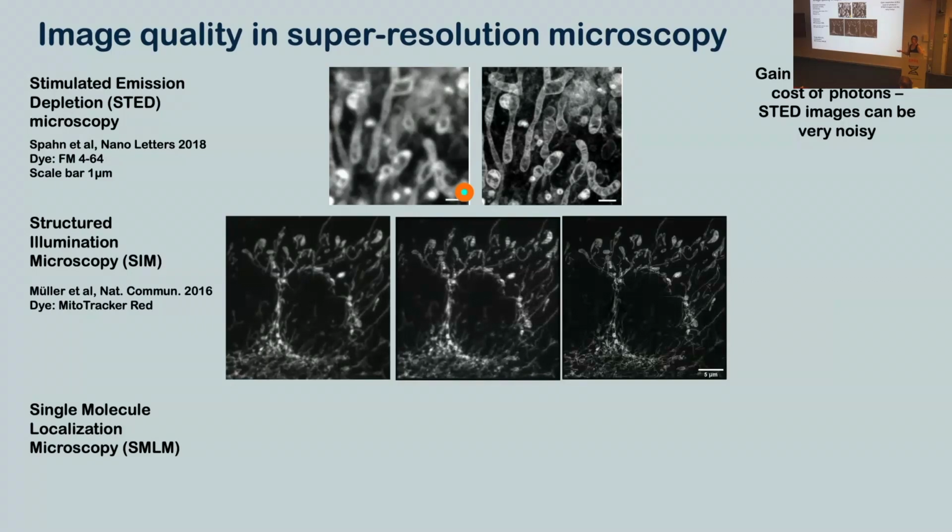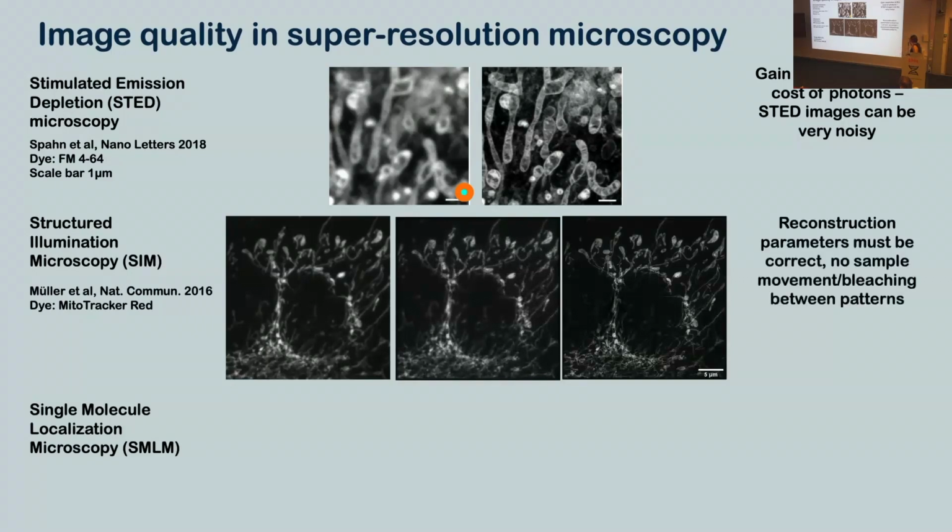Now, again, of course, things can go wrong here. So again, anything that involves an algorithm is always trouble. So in SIM, if you get your reconstruction parameters wrong, your image will look weird. If your sample moves or bleaches between these different illumination patterns, your image will look weird. And so you can get these really funky kind of artifacts. This is a real classic SIM artifact of honeycomb pattern over your image.